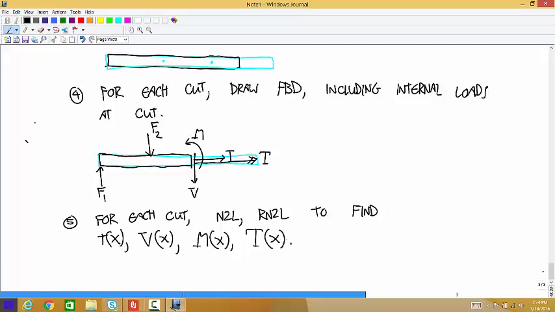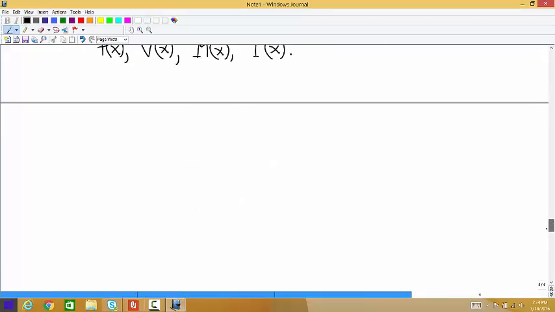Okay, so I'm going to do one more example problem. Any questions about the steps?